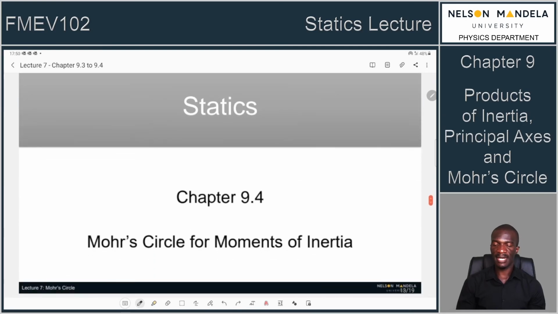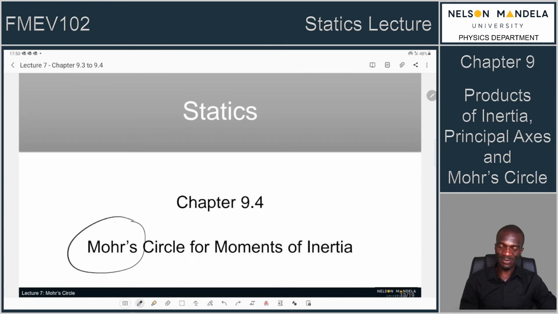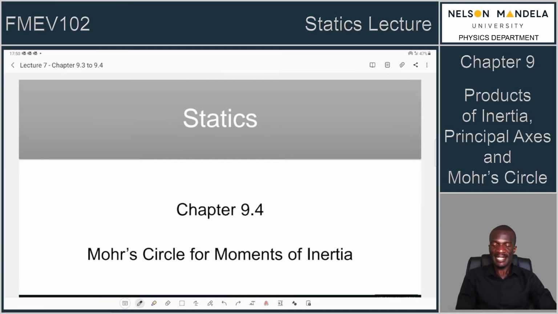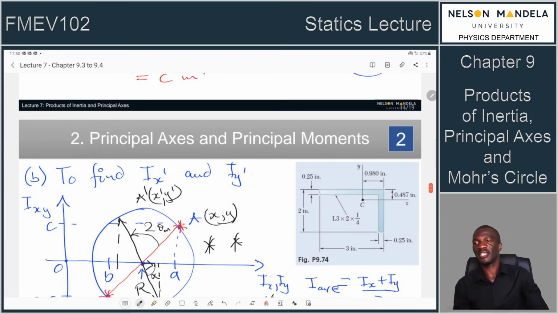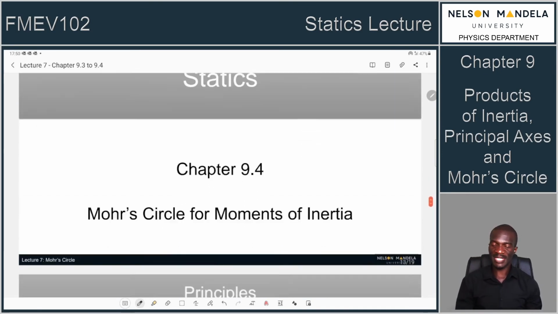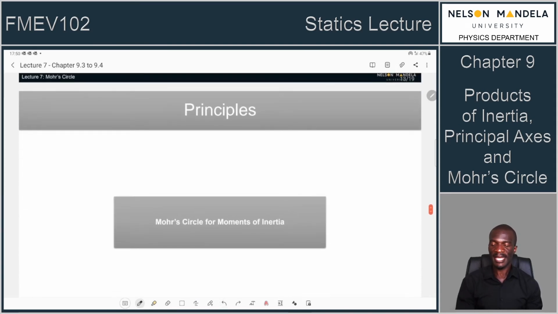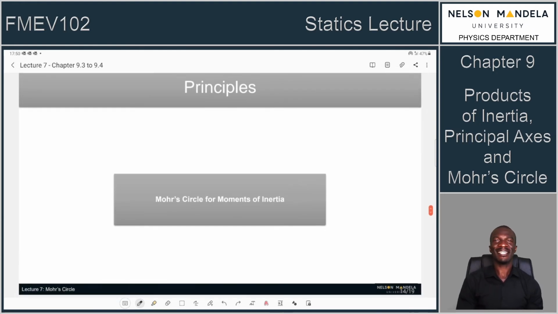Basically, that's that circle. But this circle was designed by the German scientist Otto Mohr. So this circle is called Mohr's circle. It's exactly what we're doing here when we're building this circle. So Mohr's circle is what can be used to find our principal axes and principal moments. And in this section, in actual fact, it better depicts the transformation.